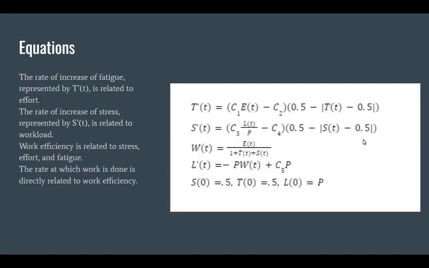Here are our equations. We have the rate of increase of fatigue, represented by F prime of T, related to effort by the first equation. The rate of increase of stress, represented by S prime of T, is related to workload, and work efficiency is related to stress, effort, and fatigue. And finally, the rate at which work is done is directly related to work efficiency, with the initial conditions down here.